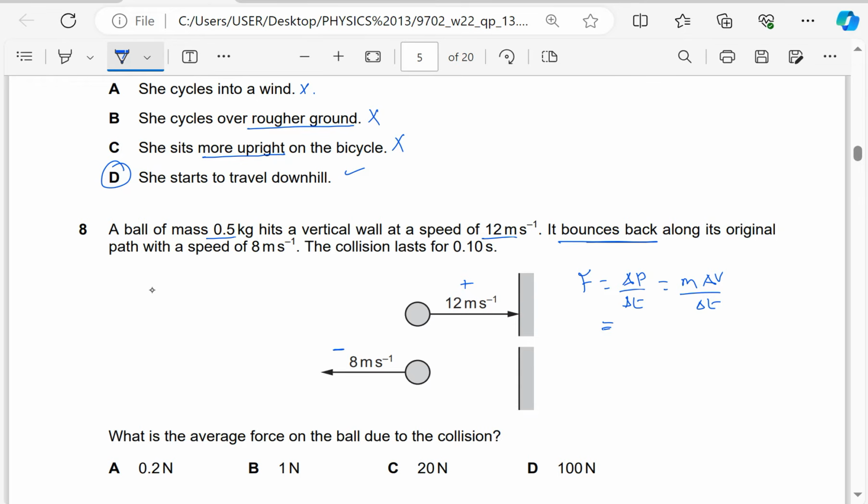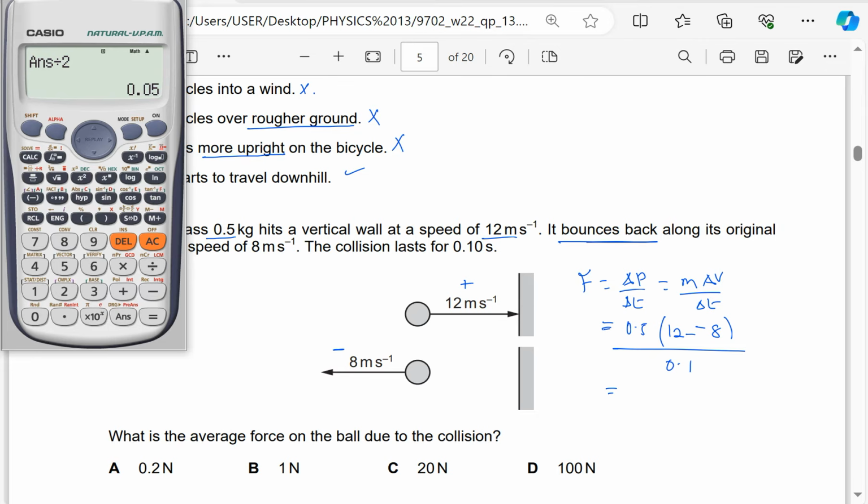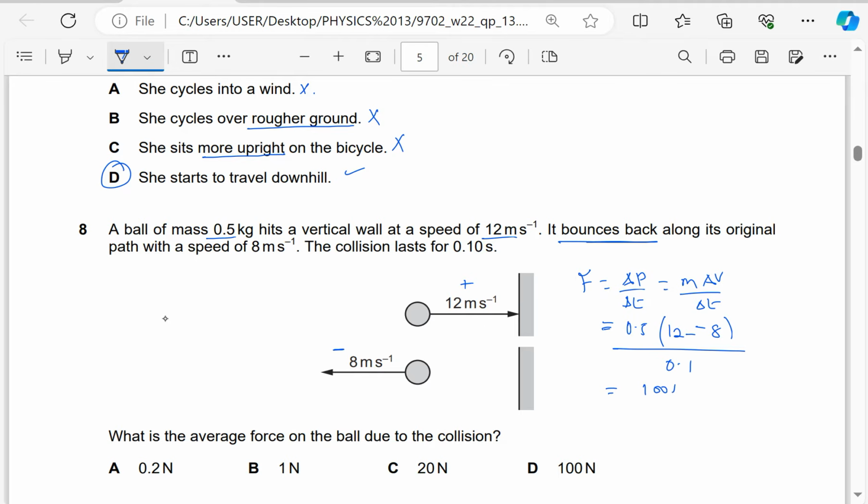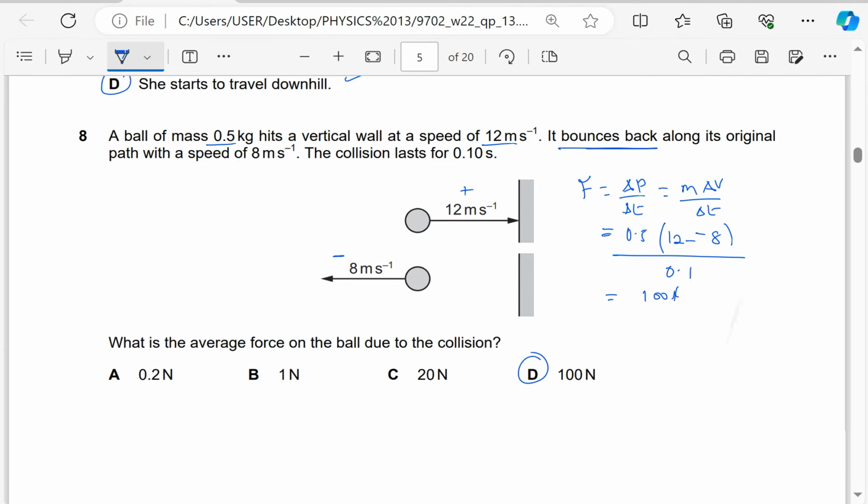So this is going to be the mass 0.5. The velocity changes from 12 to -8. So I subtract -8, divided by the time, which is 0.1. So this gives us, I'll just press my calculator, 0.5 times 20 divided by 0.1, which gives you 100. So the answer is D.